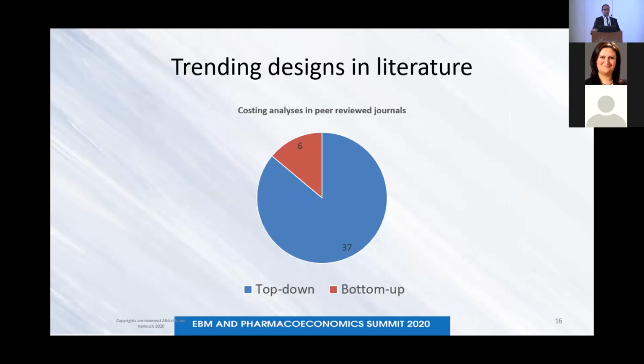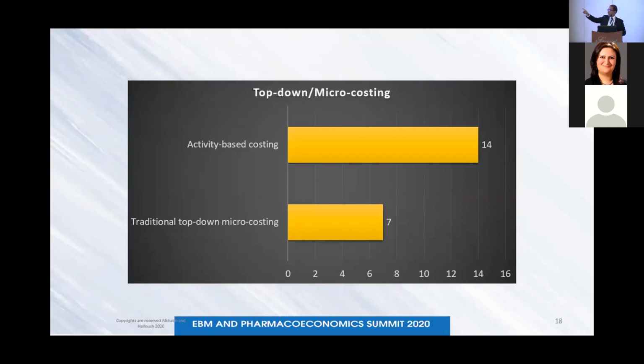The trend in designs in the literature is that if you integrate health economics terms in costing methods, not accounting terms, you will conclude that the vast majority of publications on costing methods are top-down. The nice thing is that the vast majority of the top-down studies are activity-based costing.